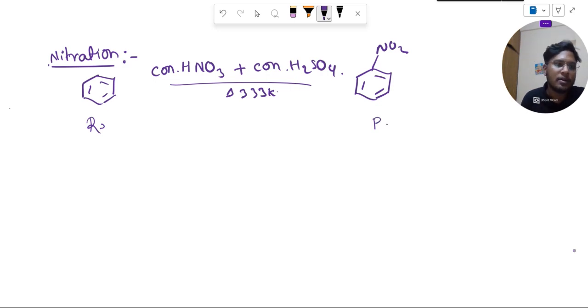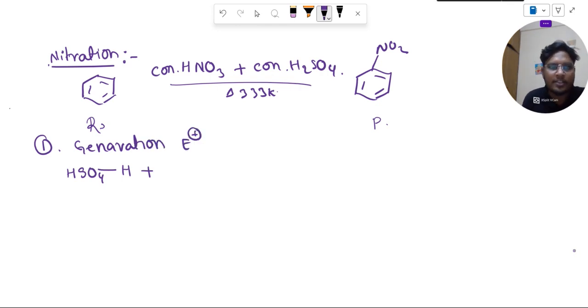Let us see. Here the reagents which we are using are HNO3 and H2SO4, which I'll write like this, HSO4 with a single bond to H plus. This is the first step, and that is nothing but generation of the electrophile, and this is the first step in this reaction. So this is HNO3, H, double bond O, and NO2.